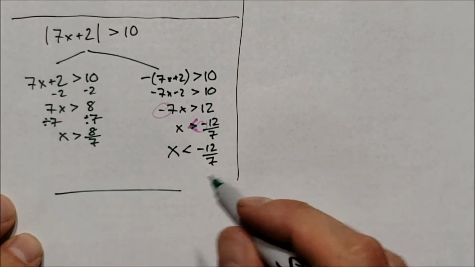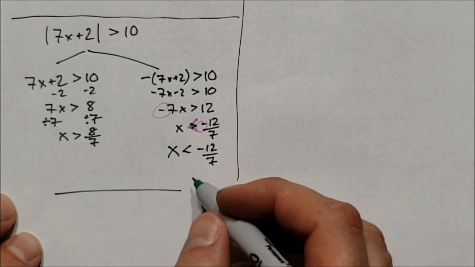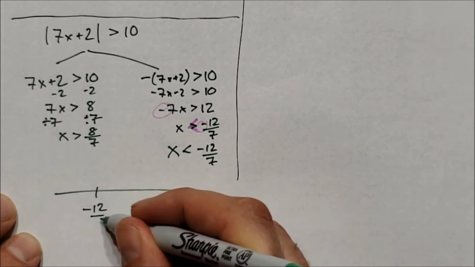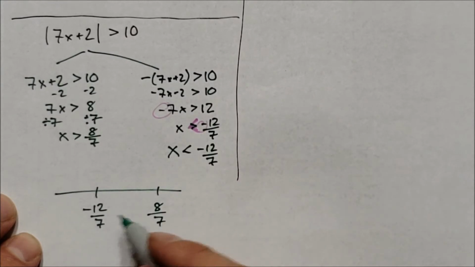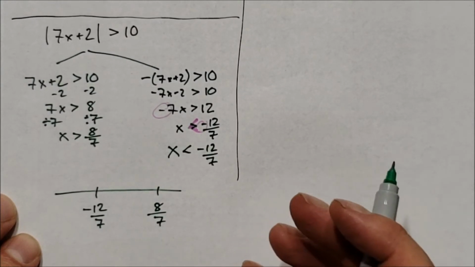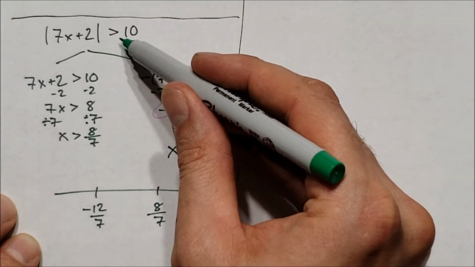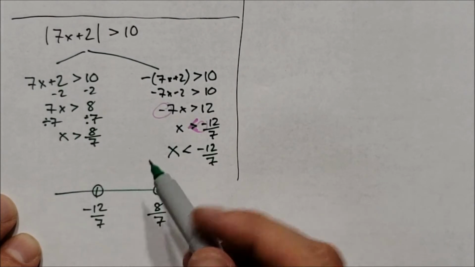On a number line, we have a negative and a positive. Don't really care how far apart they are, just want to make sure that one is to the left of the other. The negatives go on the left, positives go on the right in this case. That is a strictly greater than, so we're going to have open circles in both places. We're going to look at each one of these.